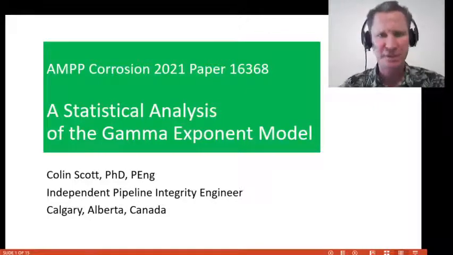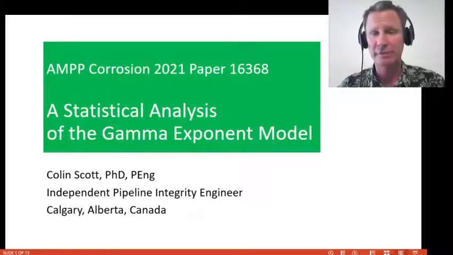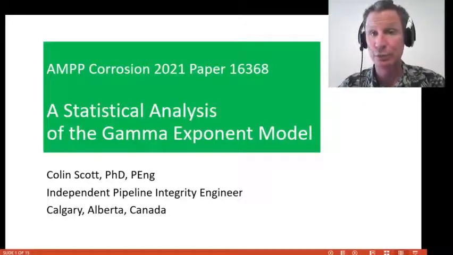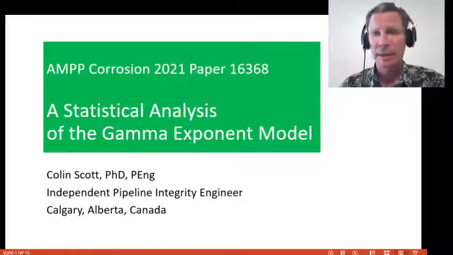Today I'm going to talk to you about a statistical analysis of the gamma exponent model. The gamma exponent model, or the GEM, is something that I've been developing for the last couple of years. It's a flaw assessment model that can look after both corrosion and cracking, so it's got some universal applicability. And this is all part of my sort of unofficial global campaign to rid the world of ASME B31G. That model and I, we really don't see eye to eye.